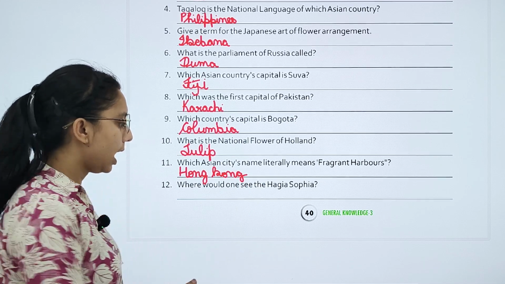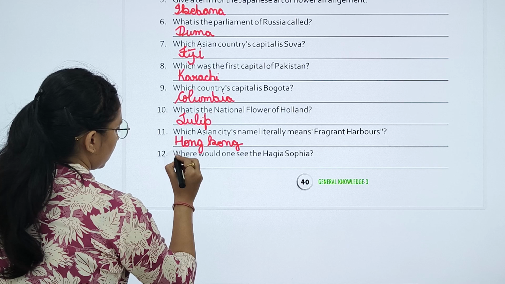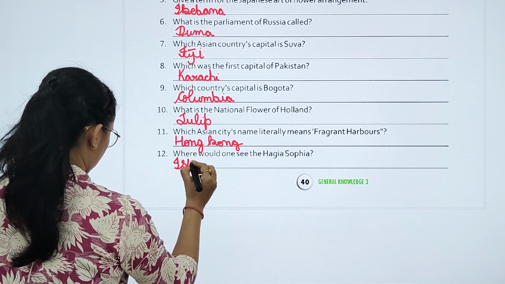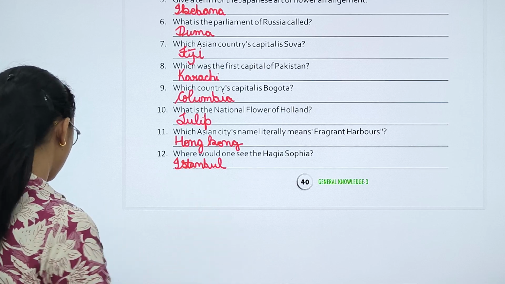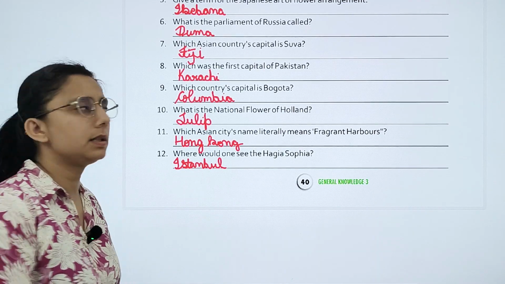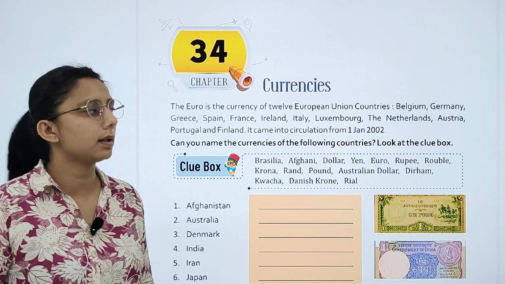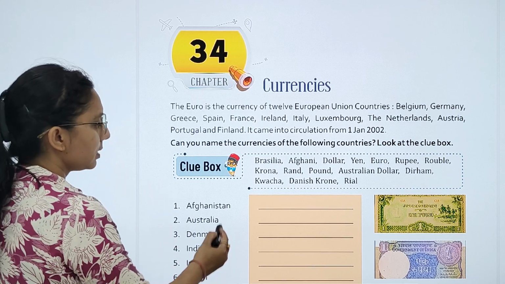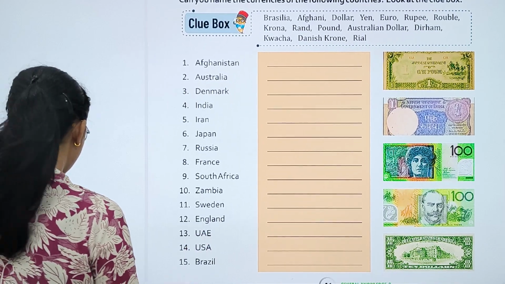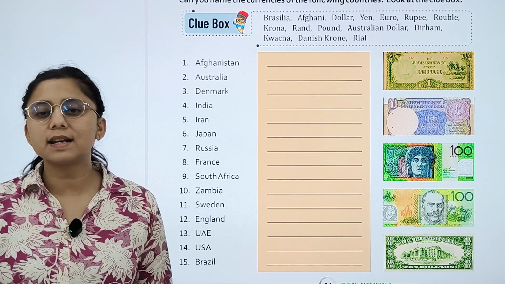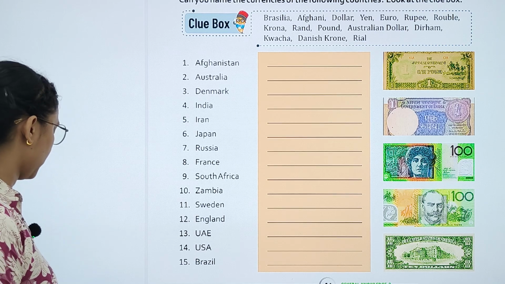Where would one see Hagia Sophia? कहाँ देखते हैं हम? Istanbul. Right? Now our chapter has been completed. Let's move to the next chapter, that is chapter number 34, currencies. Here you have to write the names of the currencies of different countries. Right, here the example is given. First is Afghanistan, that is Afghanistan का अफगानी होगा.